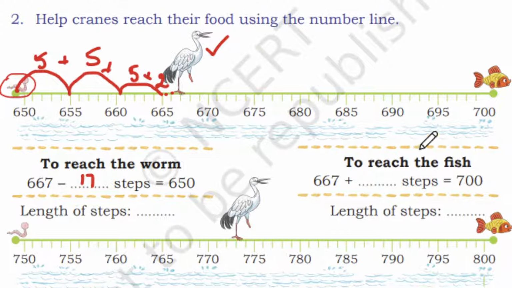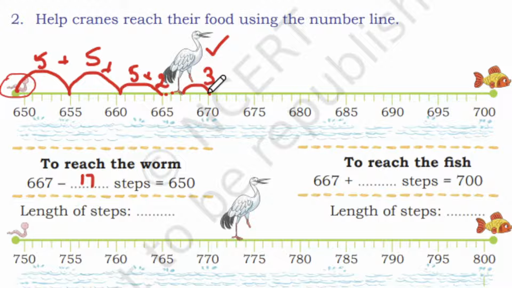Next one, to reach the fish. How many steps are required? To reach the fish, the crane should go forward. To reach the worm, it went backward. Now to reach the fish, it should go forward. Let's count the steps here. We have 1, 2, 3. So here we have 3 steps, that is 667, 668, 669 and 670.